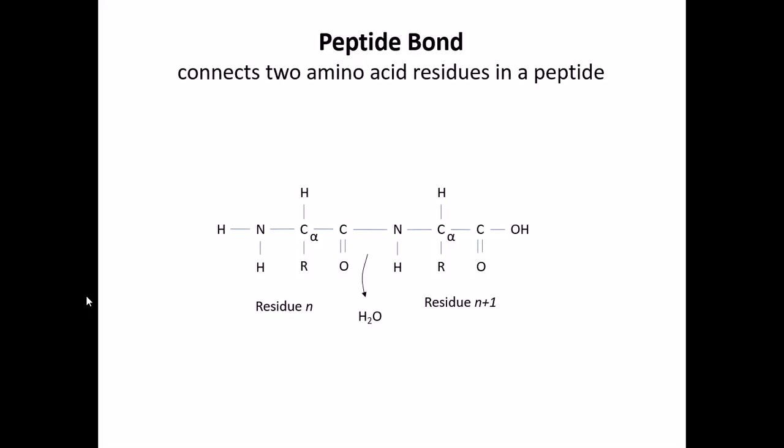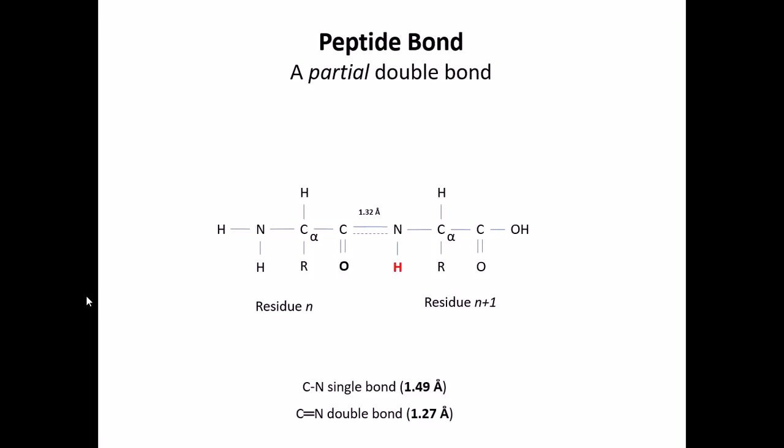During this process, there is a release of a water molecule, and hence the bond formation reaction is called a condensation reaction, where residue N and residue N plus 1 can form a peptide. It is called a dipeptide because there are two amino acids that compose this peptide. So for a dipeptide, there will be one peptide bond. For a tripeptide, there will be two peptide bonds.